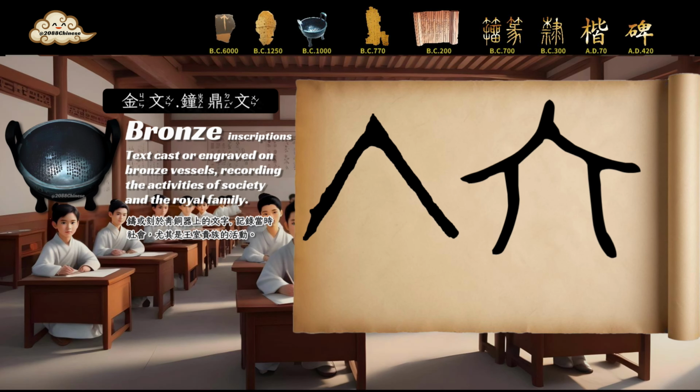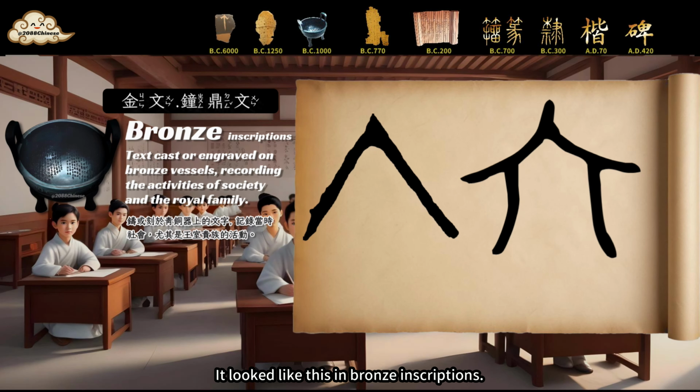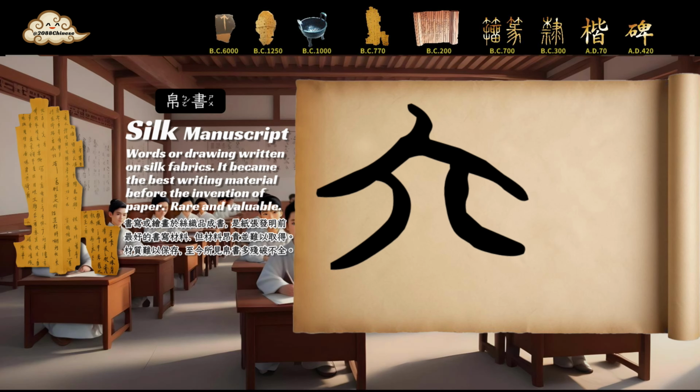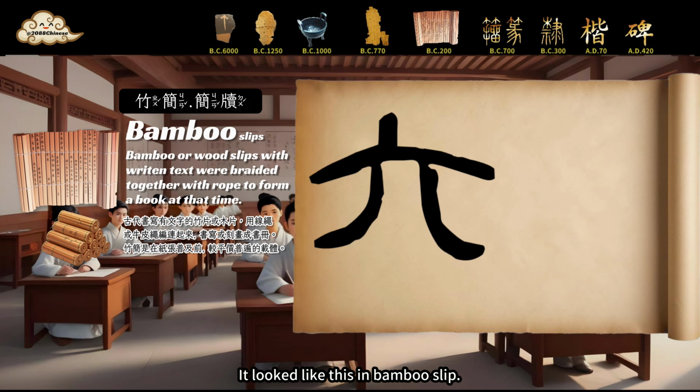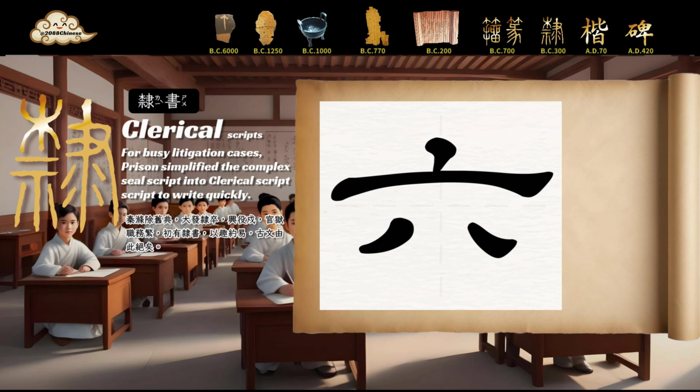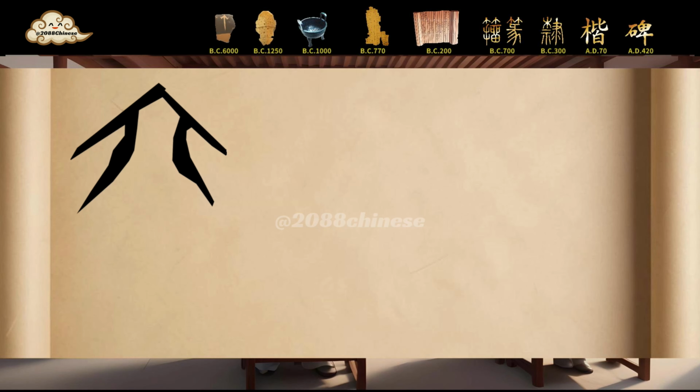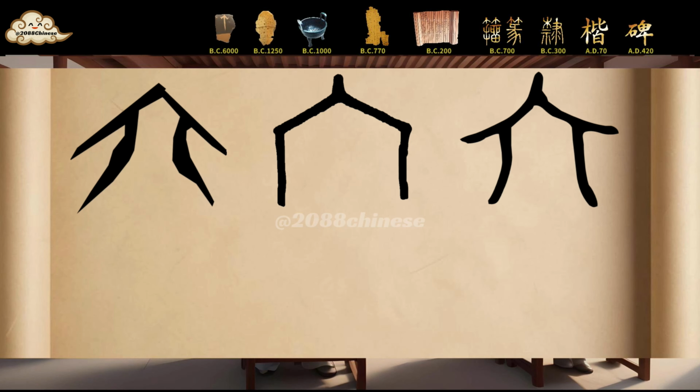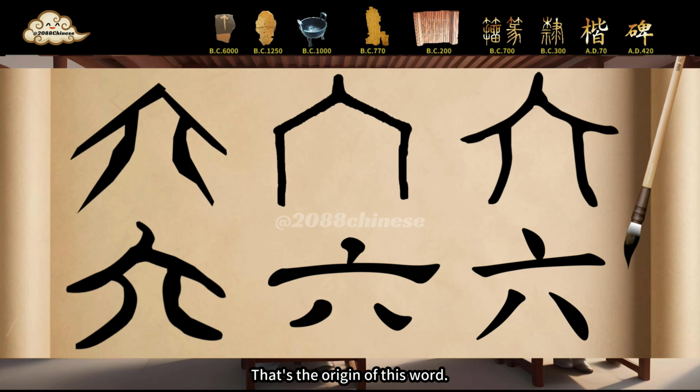Liu. It looked like this in bronze inscriptions. Liu. It looked like this in silk manuscript. Liu. It looked like this in bamboo slip. Liu. It looked like this in clerical script. Liu. That's the origin of this word.